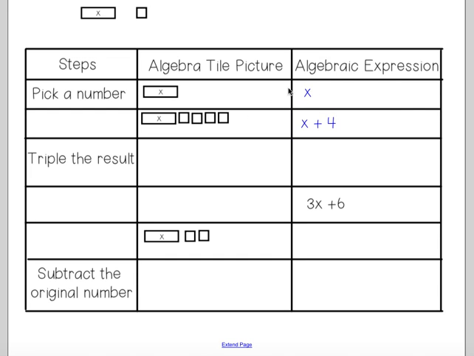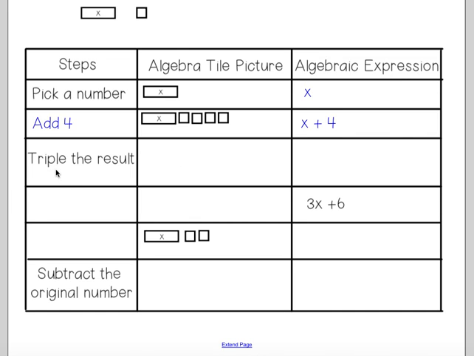So then we're looking, how did we get from this algebra tile picture to this one? How did we get from X to X plus 4? Our step then is add 4. Now we have the step for our next one, and it says to triple the result.